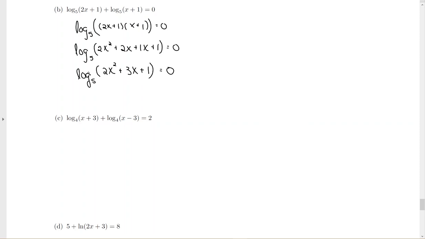And now get rid of the log. So to get rid of a log, I need an exponent. I bring the base down. 5 to the 0 equals 2x squared plus 3x plus 1. 5 to the 0 power, though, is 1. So that's 2x squared plus 3x plus 1. Set it equal to 0.